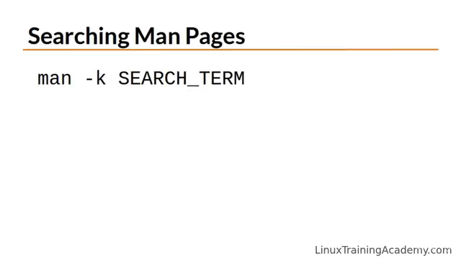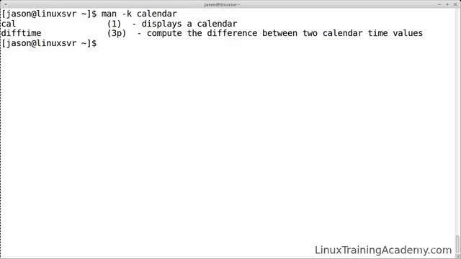If you're not sure which command to use, you can search through the man pages with man space -k space your search term. From there, you can read the man page for the command or ask for help with -h or --help. In this example, if we search for calendar, we see a couple of programs, and we can just type man and those program names to determine which one does what we want to do.